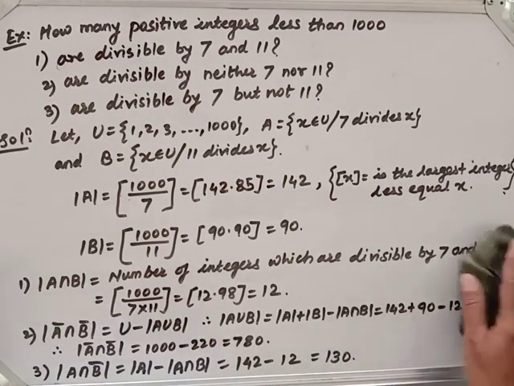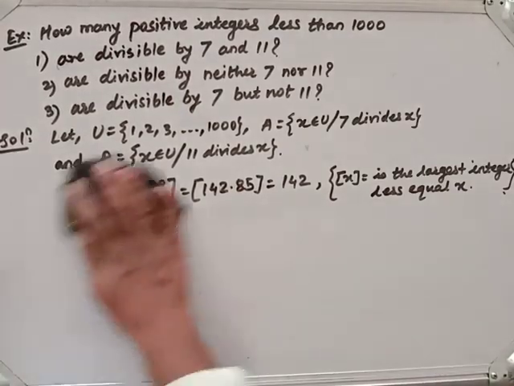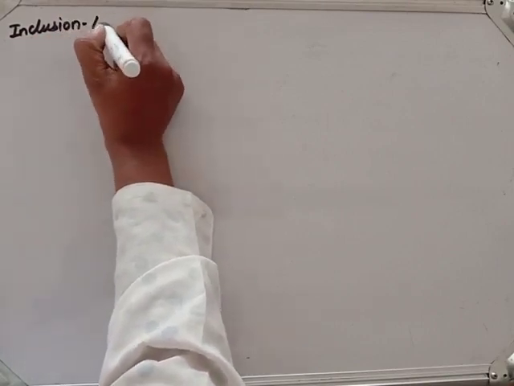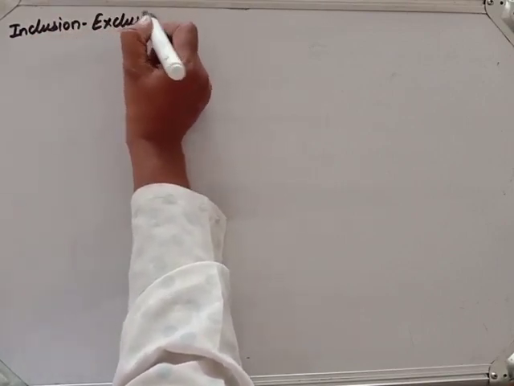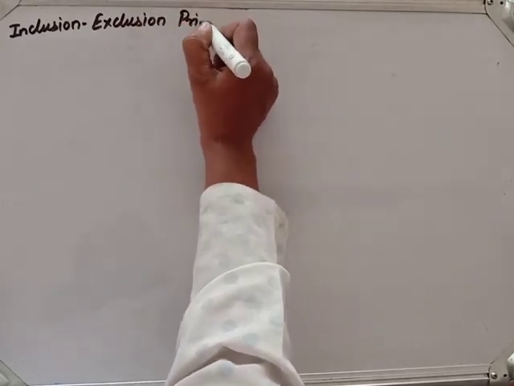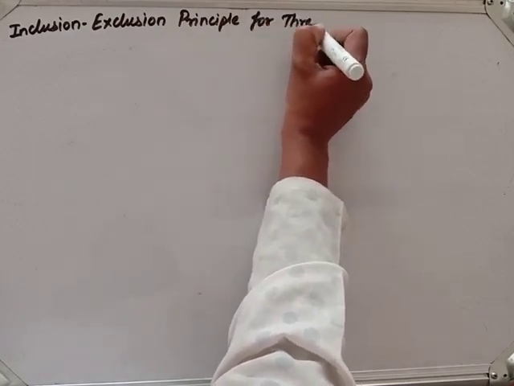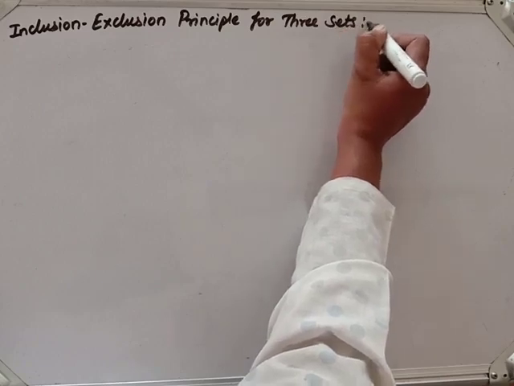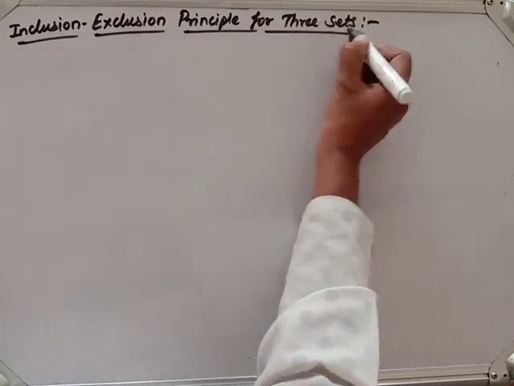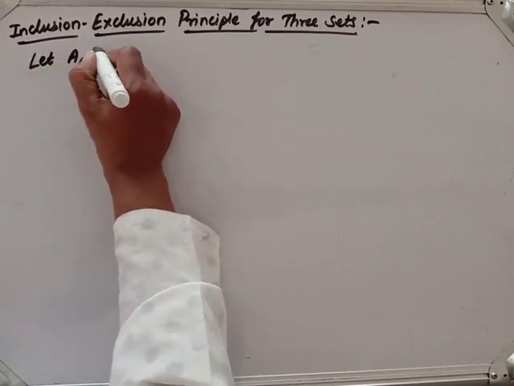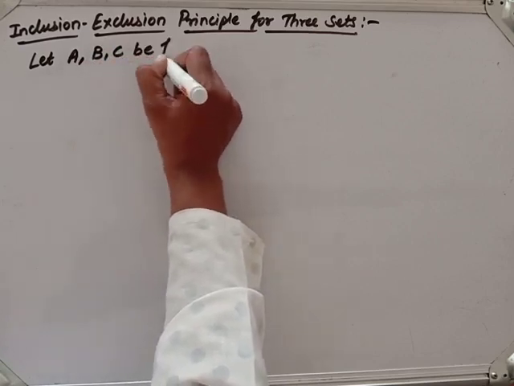Now let us see the inclusion-exclusion principle for 3 sets. This was for 2 sets. Now let us see for 3 sets. Inclusion-exclusion principle for 3 sets. So suppose A, B, C are 3 finite sets. Let A, B, C be finite sets.